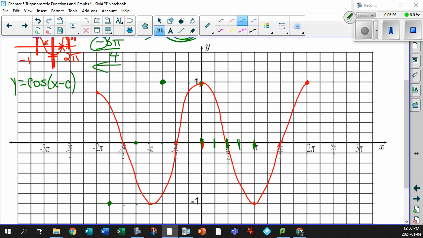Take this one. Shift it left. 3: 1, 2. Oh, we can't go 3 because it's only supposed to go up to 2 pi. So if we did, we know it would be here. And if we shifted this one over 3, 1, 2, 3, we'd be back up to here. So what we're going to do is a little bit of kind of creative cheating. Okay? Kind of creative. Here we go.